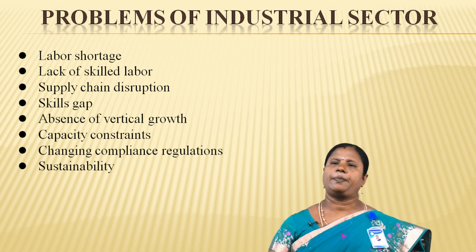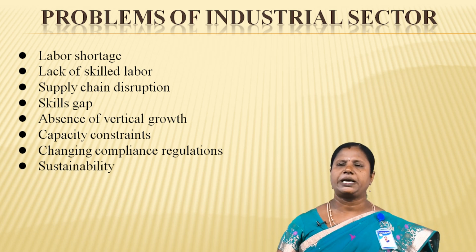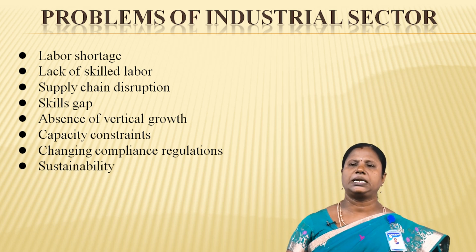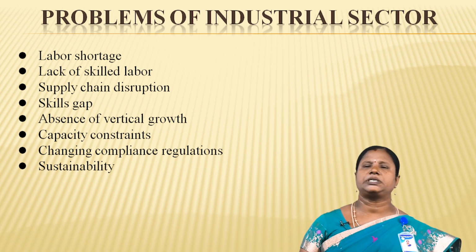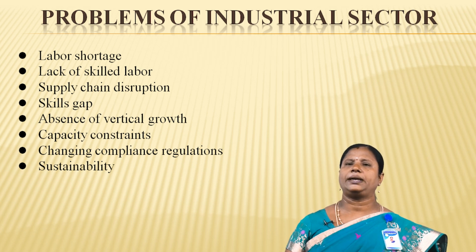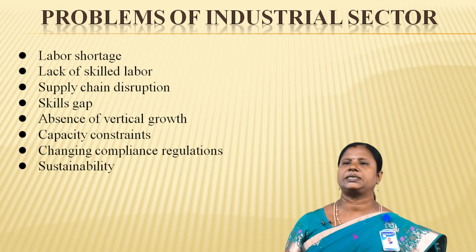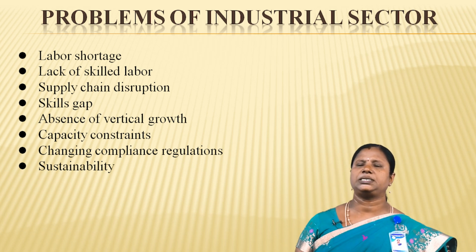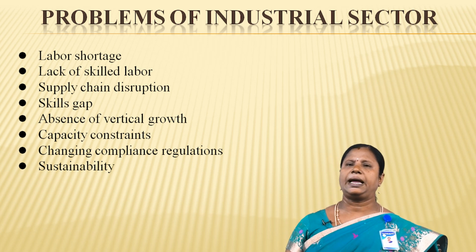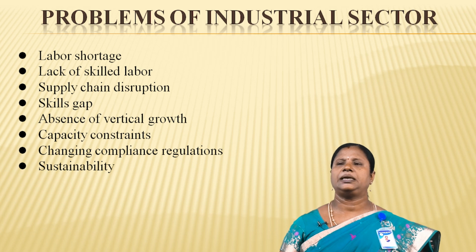Supply chain disruption. Supply chain interruptions are a major problem for the manufacturing industry. Skills gap. There is a mismatch between the skills and the degrees acquired by professionals and the skills needed by businesses. Then, absence of vertical growth. There is a lack of vertically integrated businesses and scale in the manufacturing sector. Capacity constraint. Capacity constraints can impact a firm's output prices, quantities, qualities, and research and development. Then, changing compliance regulations. Many organizations face the challenge of keeping up with rapidly changing regulations. Non-compliance with the regulations can have devastating results for a business. Sustainability is an important aspect of the industrial sector.